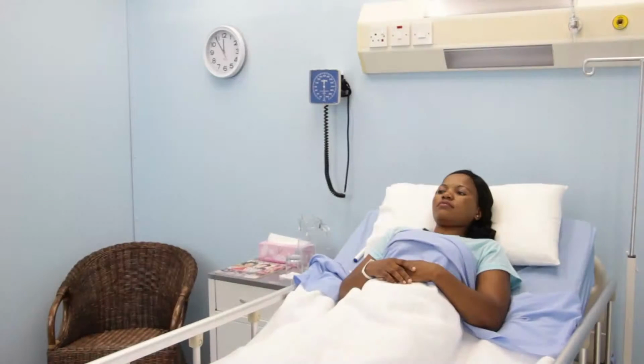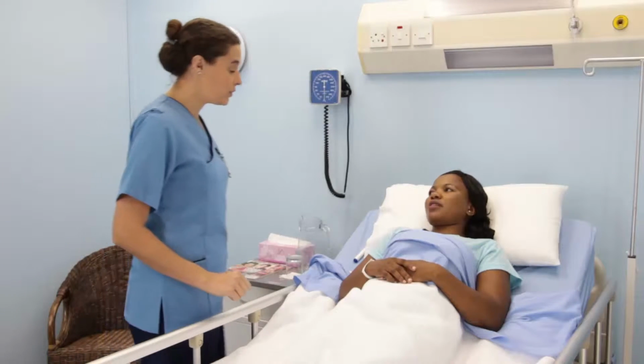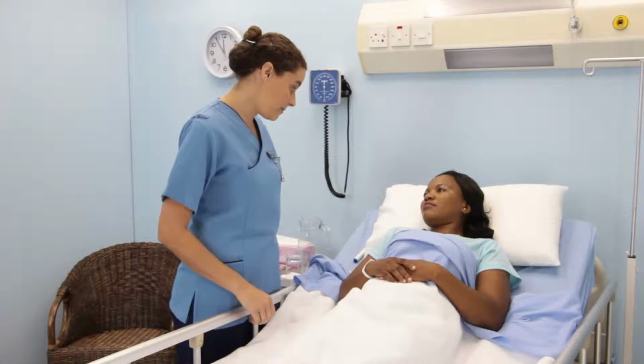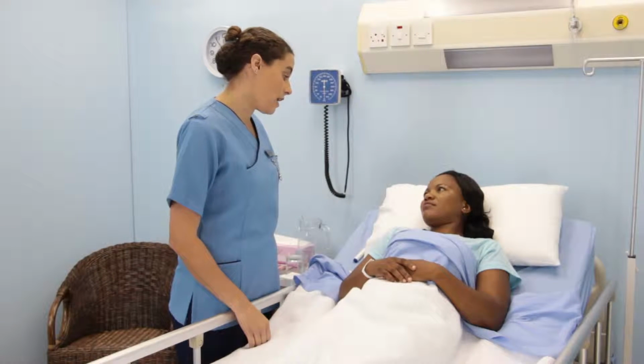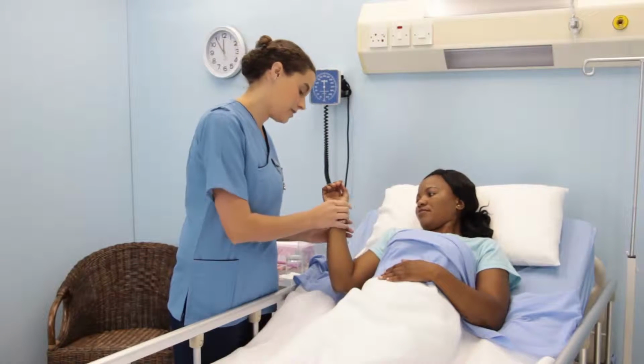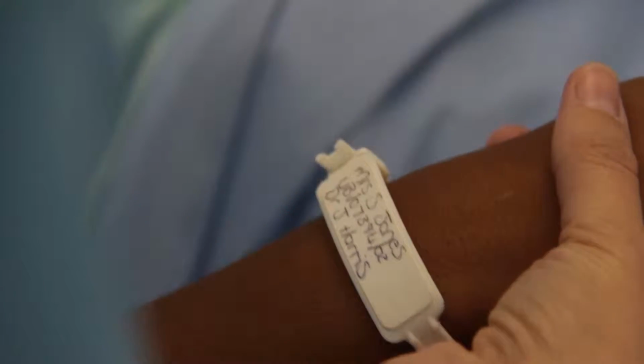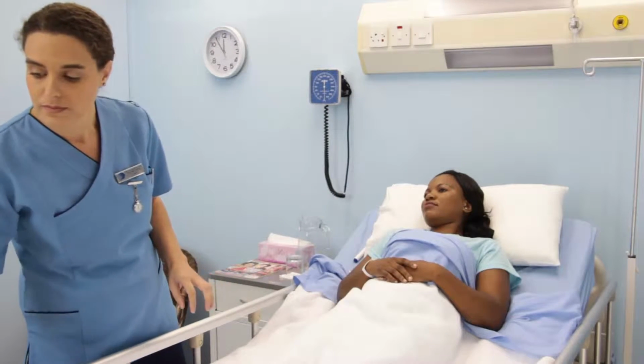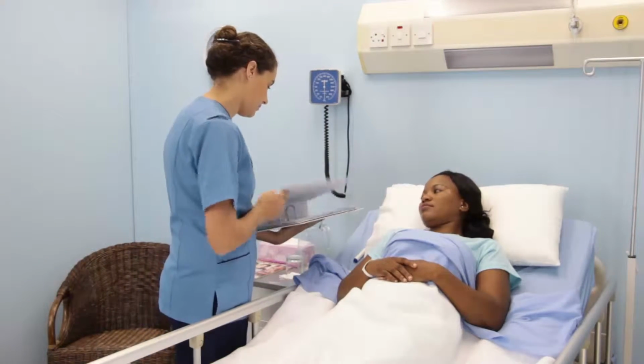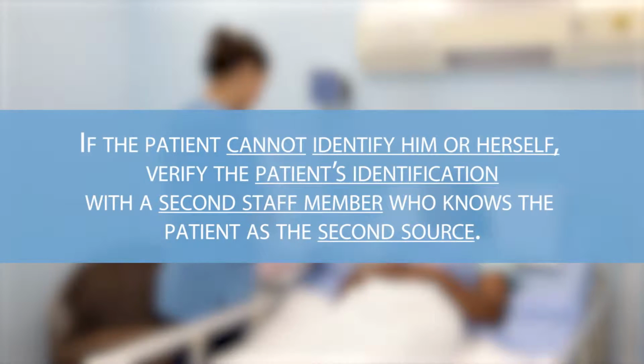Assessment. Identify the patient. Greet the patient and introduce yourself. Ask the patient to state his or her name. Check the patient's name and identification number on the patient's identification bracelet. Compare the patient information with the patient's records. If the patient cannot identify him or herself, verify the patient's identification with a second staff member who knows this patient as a second source.